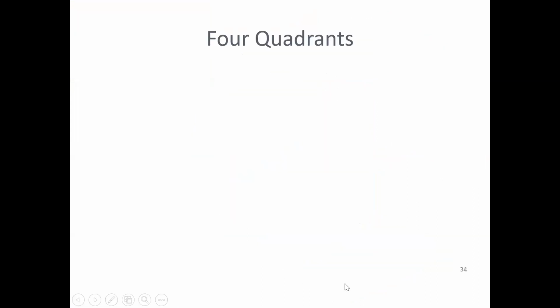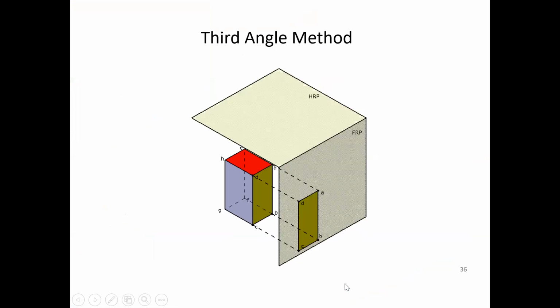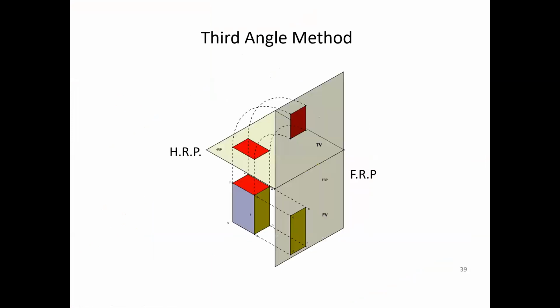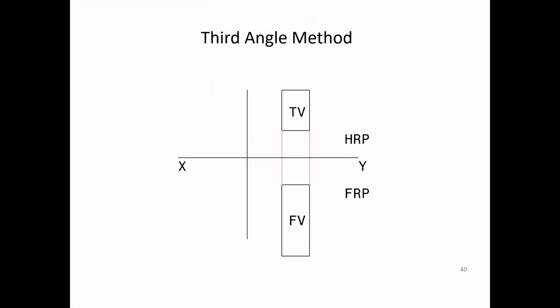Okay, similar to that, you can see here when the object is placed in the third quadrant, it is required to rotate by 90 degrees. So you will get the top view above the XY line, and the front view below the XY line. You're supposed to remember these things. We are following only the first angle projection method, not the third angle projection method. So it is just for information.